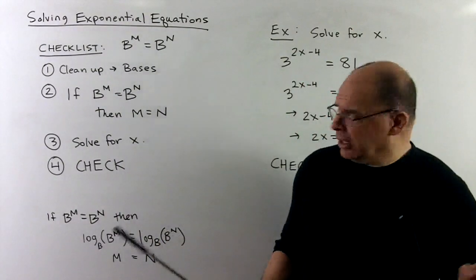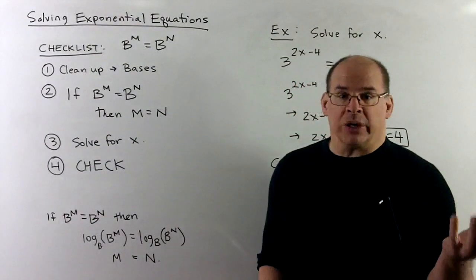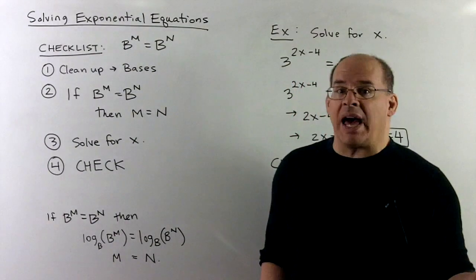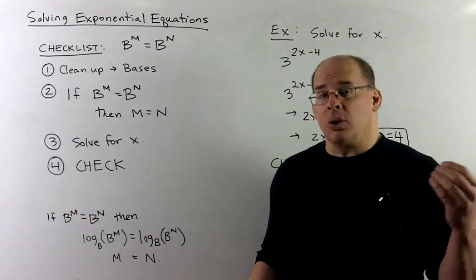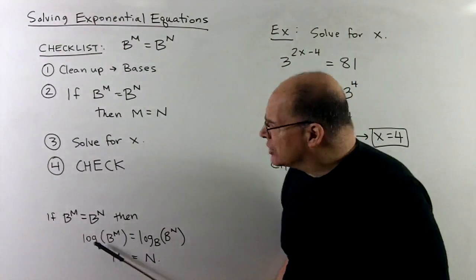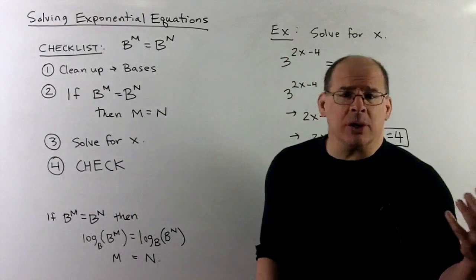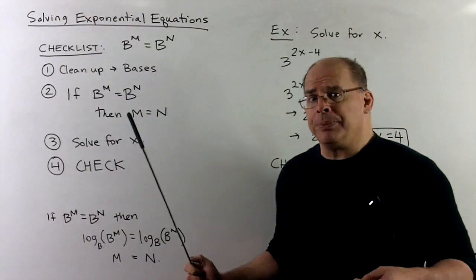Now, what's happening here? If I have b to the m equal to b to the n, these are equal. If I do the same thing to both sides, we stay equal. So I'll apply log base b to both sides. The b's cancel, leaving me with m equal to n. And so that's going to be the heart of this argument.